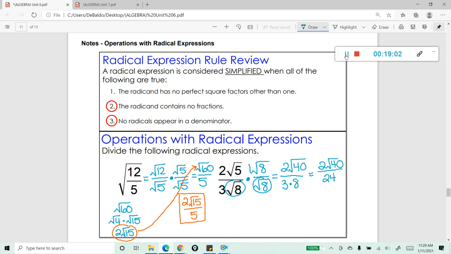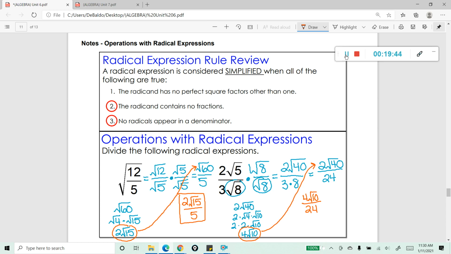Hopefully at this point you see an issue, right? We see that 2 root 40 is not simplified. So I'm going to come off here to the side and simplify 2 root 40. So 2 times root 4 times root 10, and 2 times root 10 gives me 4 root 10. I'm going to change my pen color here so you can see what I'm going to do. I'm going to take 4 root 10 and take it back up and replace it, giving me 4 root 10 up top divided by 24.